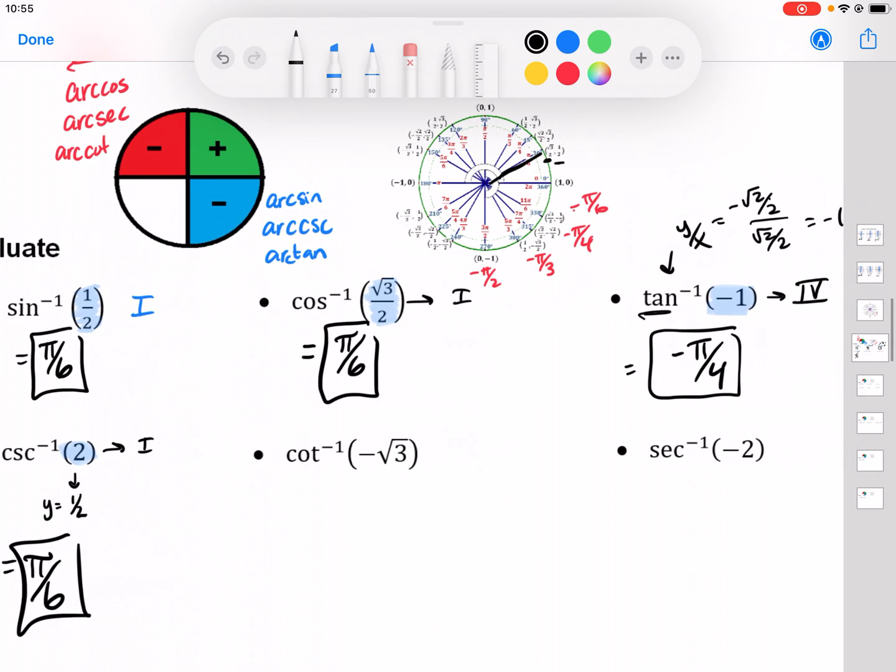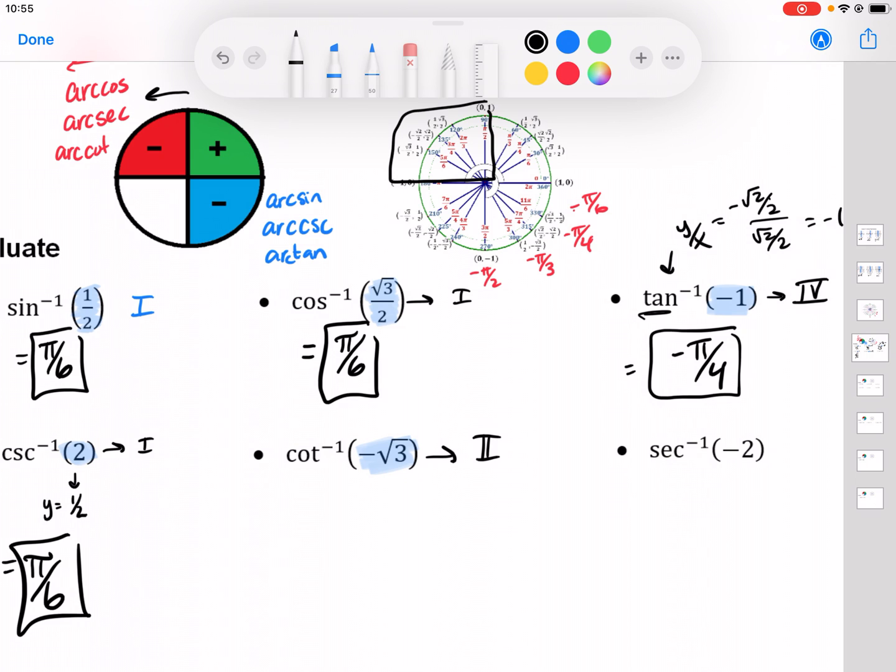Okay, let's go to cotangent. We've got our arc cotangent of -√3. It is negative. So since it's negative, we've got to figure out if we're in the second or fourth. Cotangent has the x on top, and x's are in the second quadrant. So we're going to use second quadrant, so just right here.